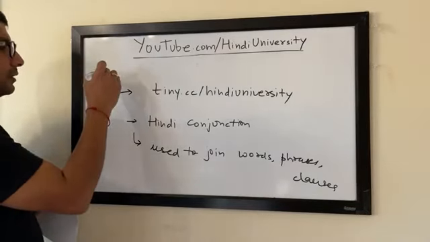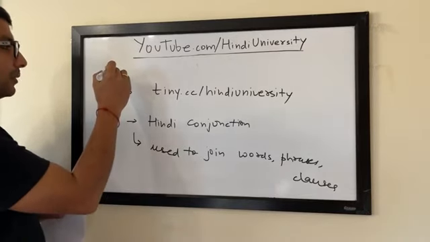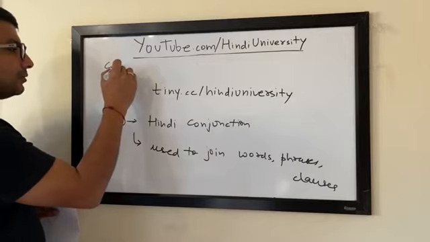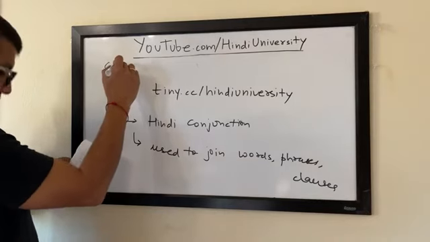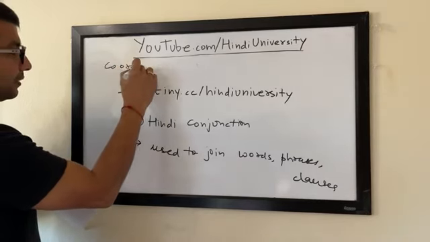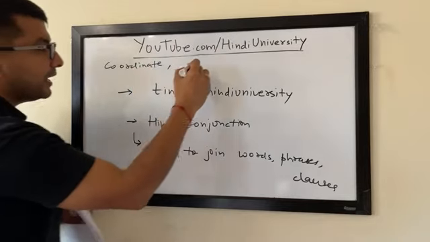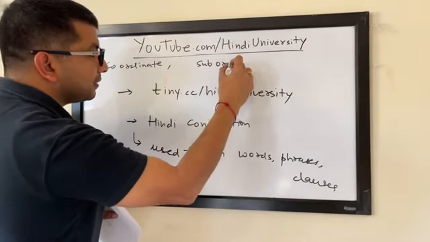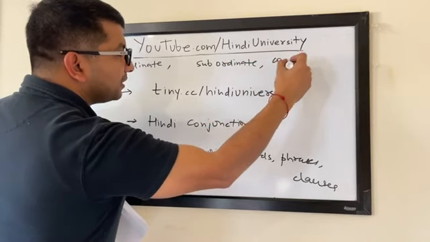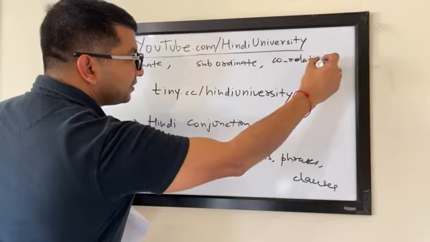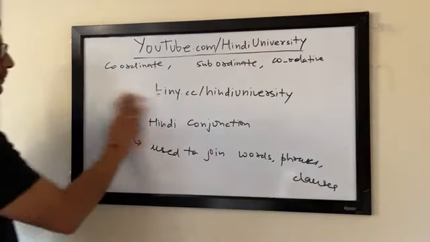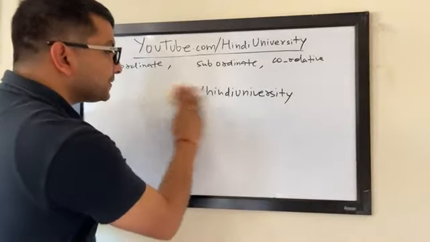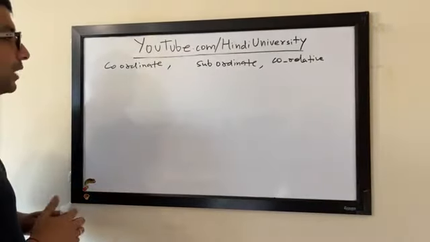And I told you, there are three bigger level classifications when we talk about Hindi conjunctions: the coordinate conjunction, then we have subordinate, and then we talk about correlative conjunction. Okay. Within that, we learned about primarily coordinate conjunction. And today also the goal is we will spend more time on the coordinate conjunction.